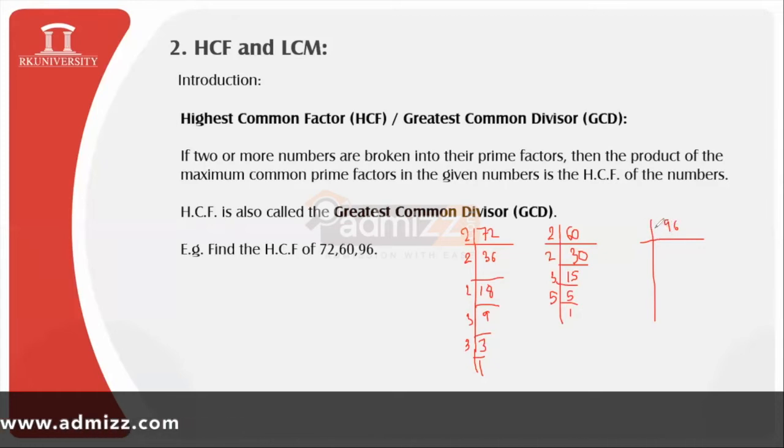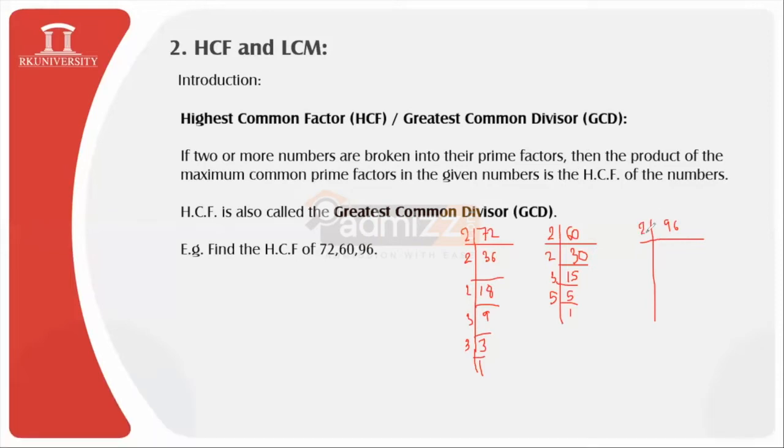Now we have the factorization of 96 which needs to be done. That is 2 into 48, then 2 into 24, 2 into 12, 2 into 6, 2 into 3, and 3 into 1. Okay, here we are done with the factorization part.